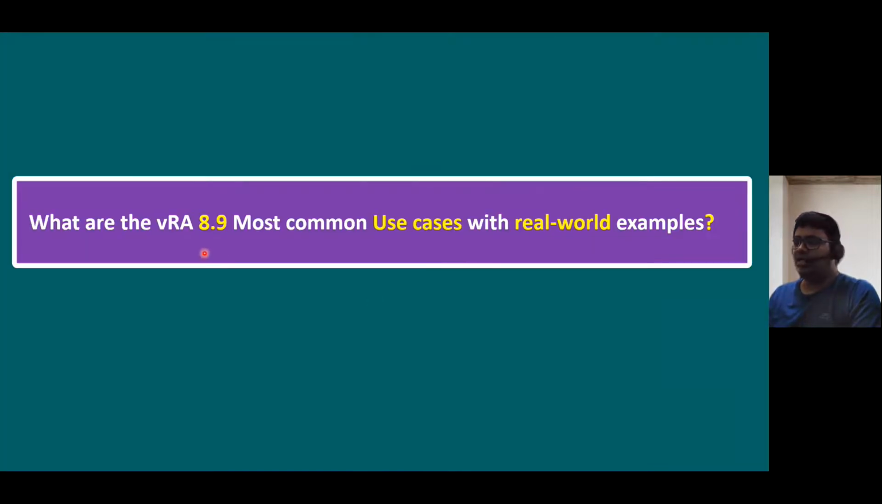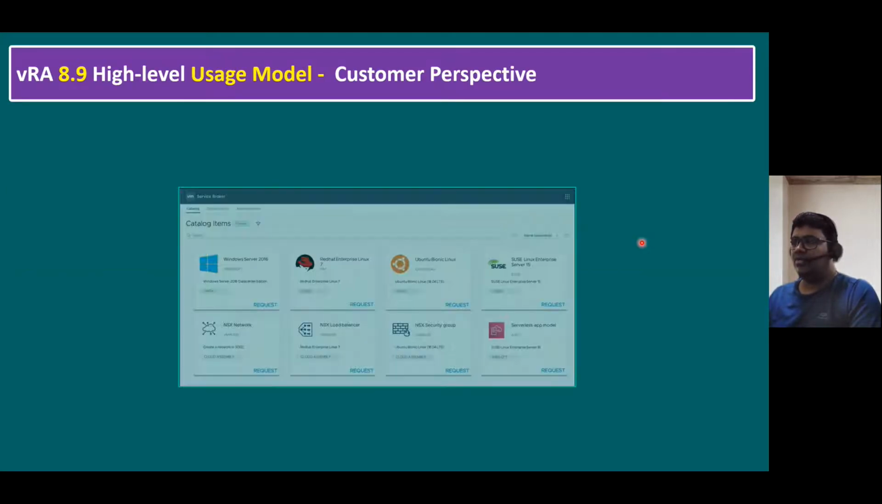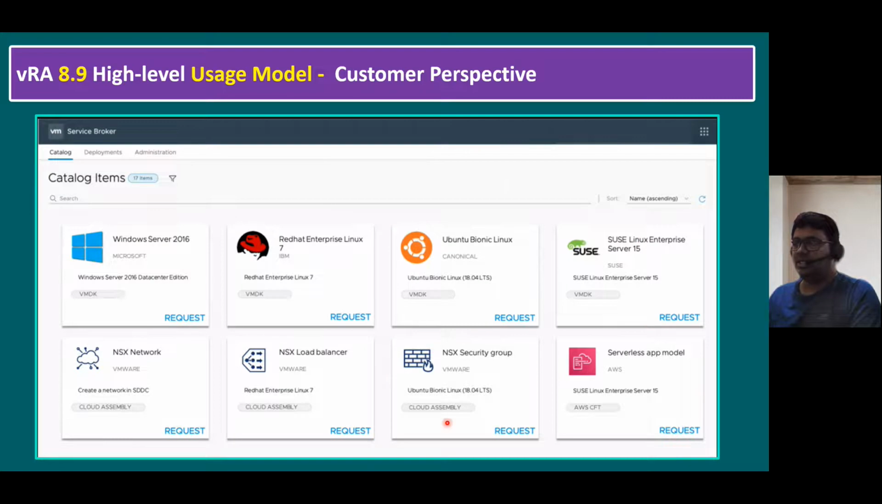Now, what are the vRA 8.9 most common use cases with real world examples? Here, the first easy-to-understand example is that most of the end users and customers will access our vRA using a service broker page. Some companies will use service broker, and some companies, on top of the service broker layer, will also use customized portals. They can use their company logo, and even company logos and all can be kept in the service broker itself.